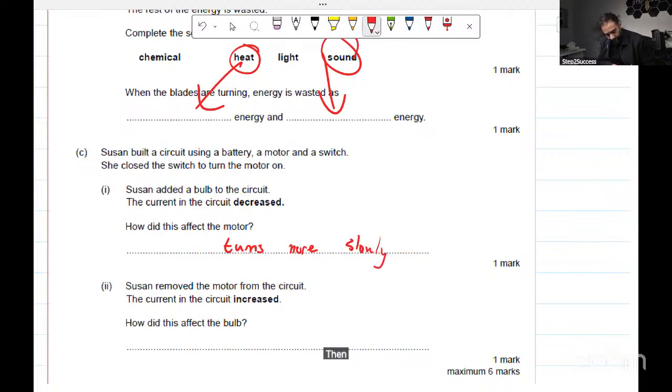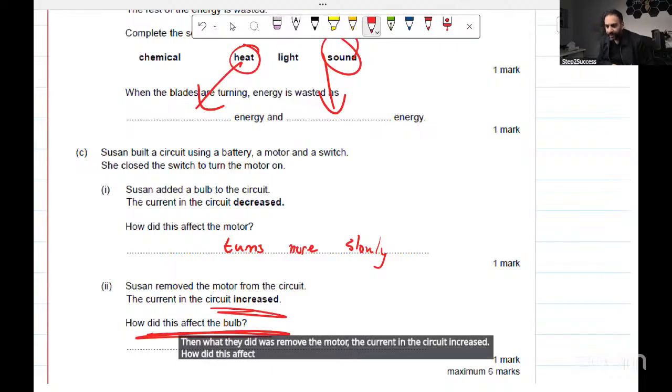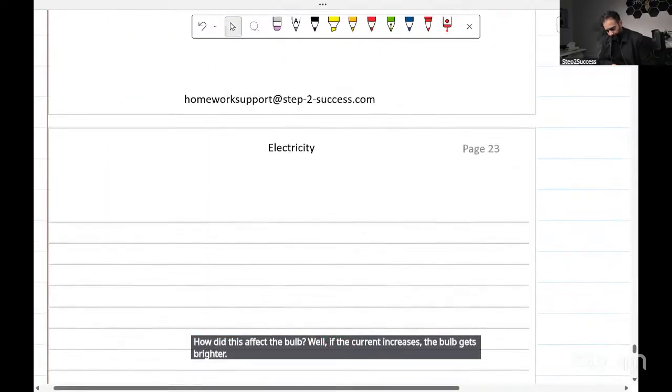Then what they did was remove the motor, and the current in the circuit increased. How did this affect the bulb? Well, if the current increases, the bulb gets brighter. And that is all of that.